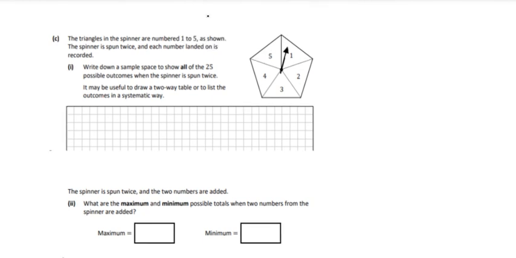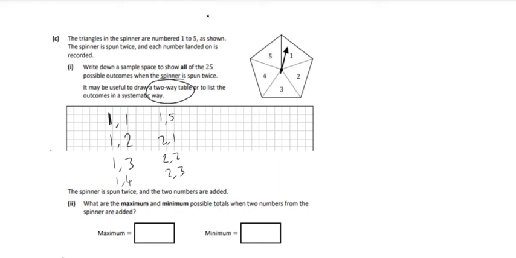Right, so the third one then. The spinner is spun twice, so one possibility would be that it lands on a 1 the first time and then a 1 the second time, then a 1 the first time and a 2 the second time, and a 1 the first time and a 3 the second time. You could list all those, 1 and 4, 1 and 5, and then go on to the 2, so 2 and 1, 2 and 2, 2 and 3, and so on, and just keep listing them all out. The first number is always the first spin, the second number is the second spin. So there's going to be 25.